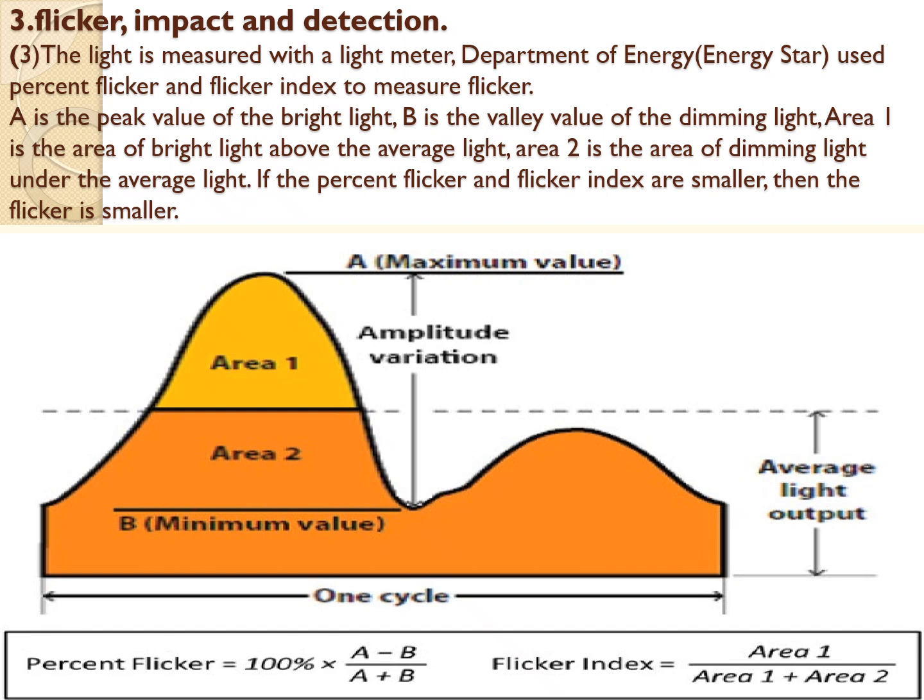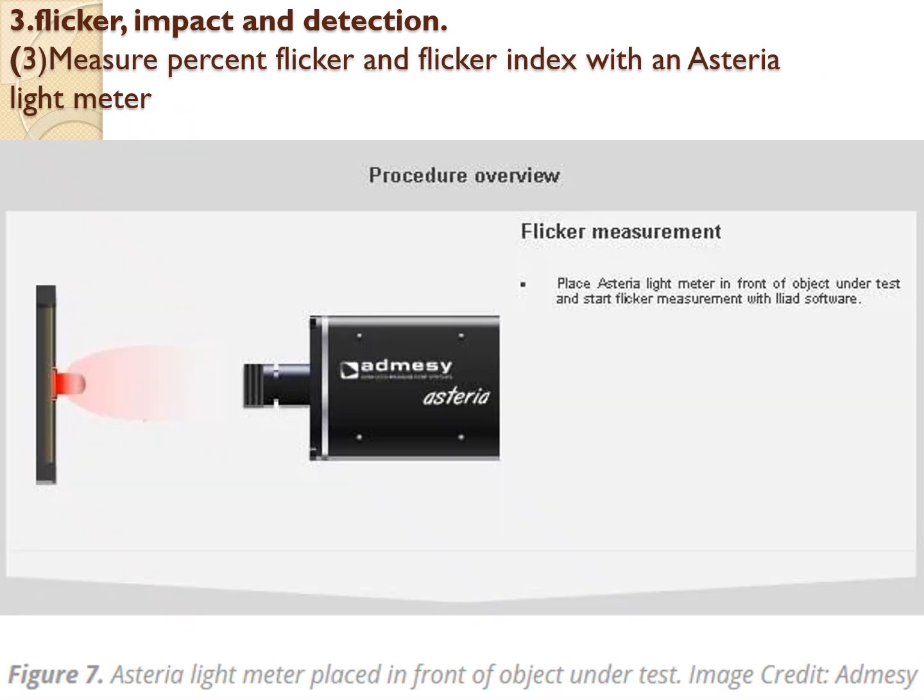Flicker index is area 1 divided by the sum of area 1 plus area 2. If the percent flicker and the flicker index are smaller, then the flicker is smaller. How to measure percent flicker and the flicker index? We must use a light meter, for example, an exterior light meter. We place the exterior light meter in front of the object under test and start flicker measurement with the layered software.